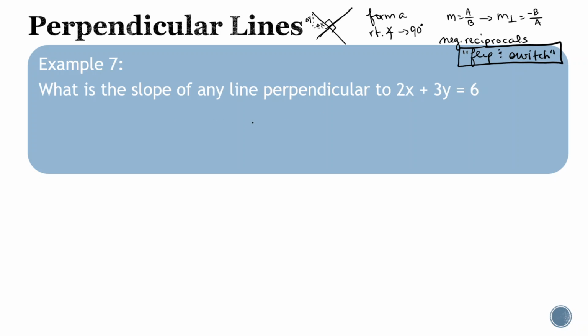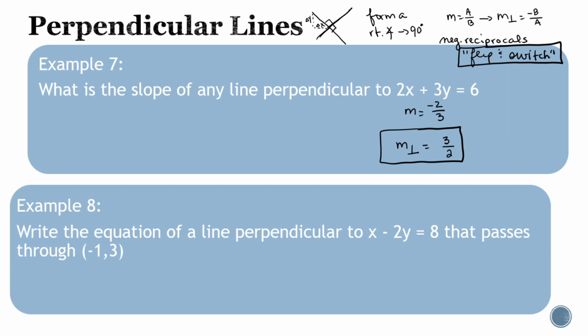Okay, so what is the slope of any line perpendicular to this equation? The first thing I do is find the slope. The slope of this one is going to be -2 over 3. That's going to make my perpendicular slope, this little upside-down T means perpendicular, a positive 3/2. So it's as simple as that. We take the slope of the original line, we flip it over, and we change the sign.